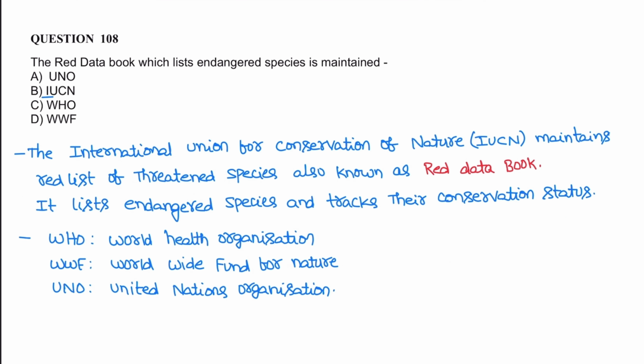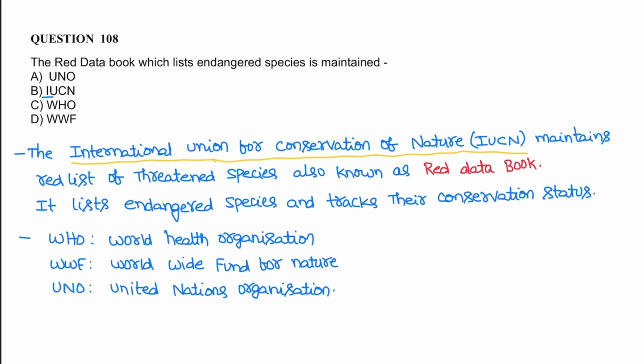The Red Data Book, which lists endangered species, is maintained by IUCN, International Union for Conservation of Nature. IUCN maintains the Red List of Threatened Species, also known as the Red Data Book. It lists endangered species and tracks other conservation status. So the correct option is B. The remaining options, UNO, United Nations Organization, WWF, World Wide Fund for Nature, and WHO, World Health Organization, are the wrong options. The correct option is IUCN.